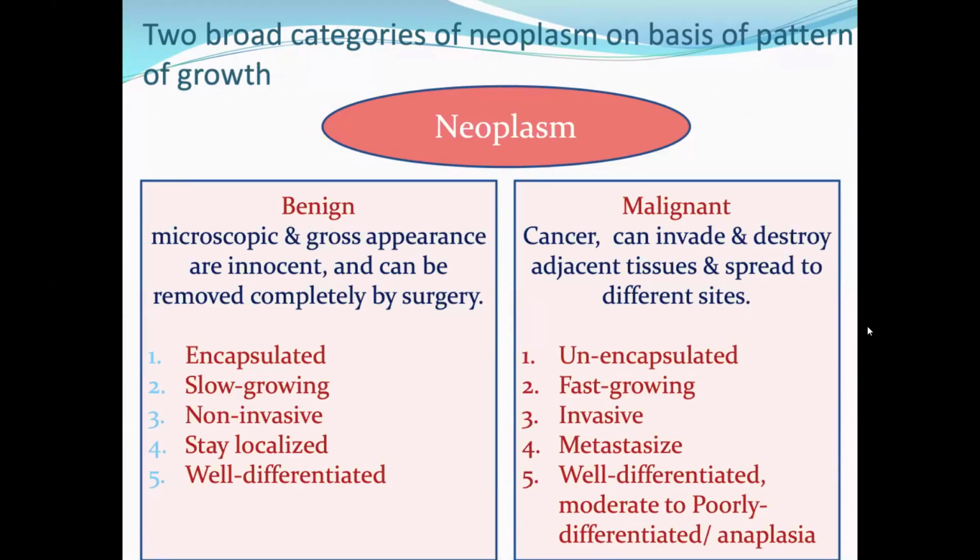So malignant tumors are the ones we call cancer. When you hear the word cancer, cancer means malignant tumor, okay? It can invade and destroy and can spread to other sites. Therefore it will be unencapsulated, and they are fast growing, faster compared to benign. They are more invasive. When you say fast versus slow, what defines fast versus slow?